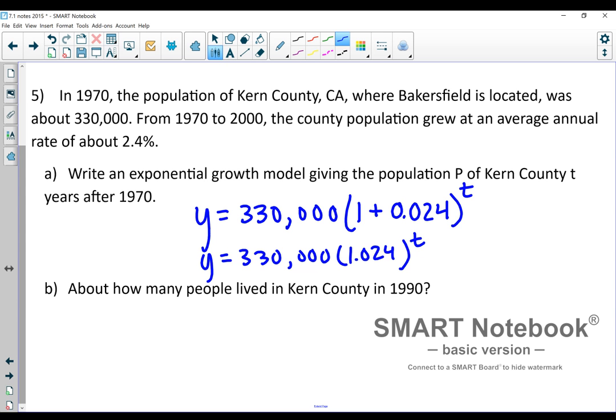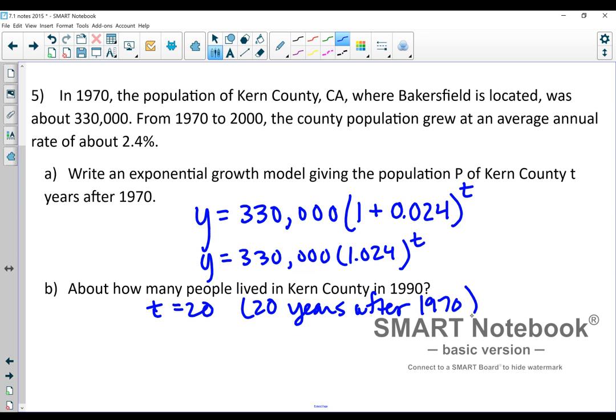And then in 1990, we want to know how many people lived there. Well, that's going to be T equals 20 because it's 20 years after 1970. So I'm going to take my exponential growth model that I just came up with, and instead of T for my exponent, I'm going to use 20. So 330,000 times 1.024 to the 20th power.